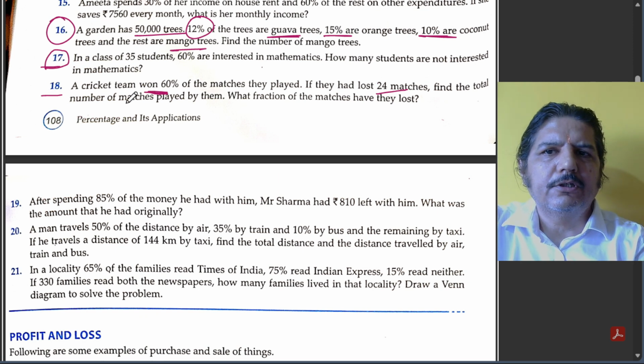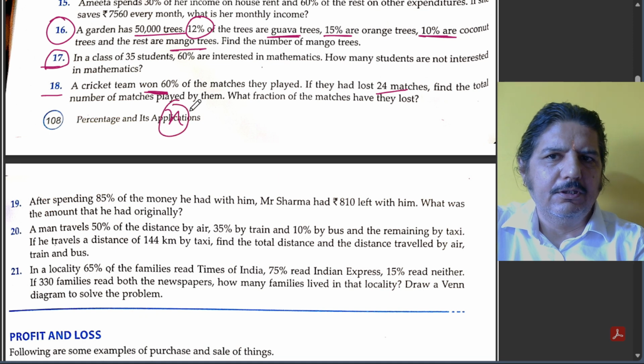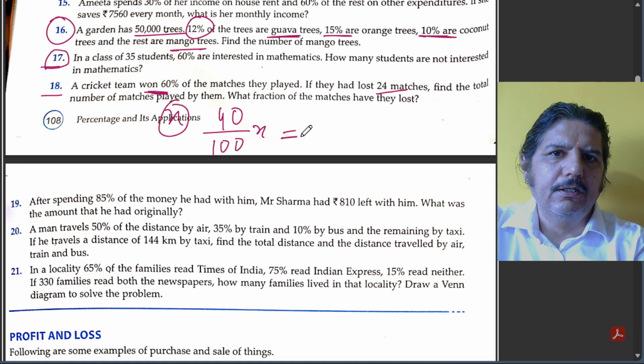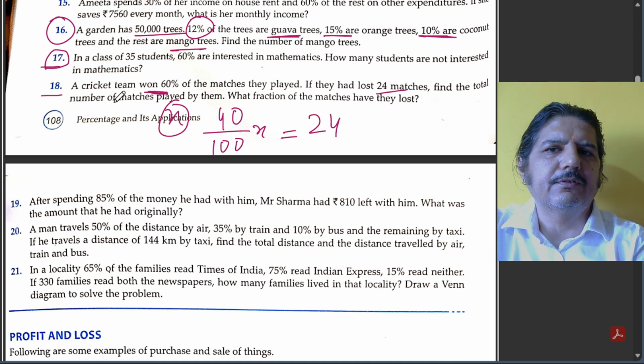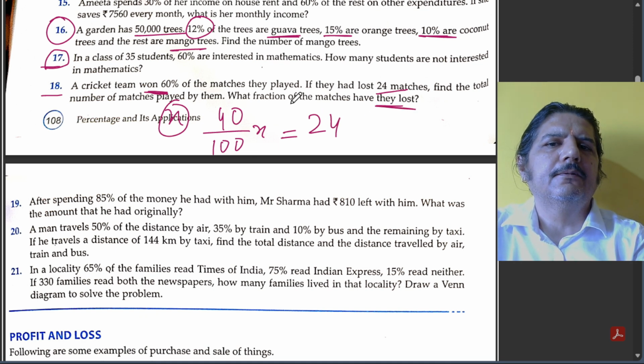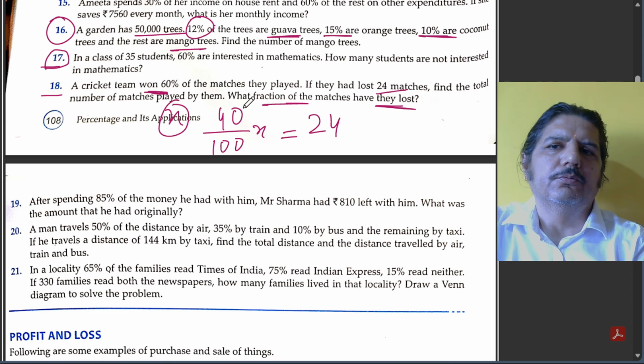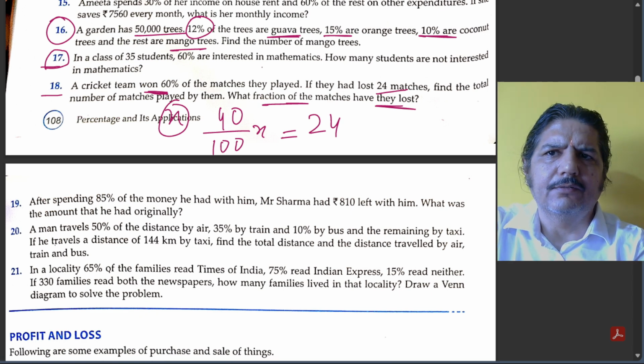So they would have lost 40%. Let us assume that the total number of matches they played was x. So 40% of x is equal to 24. You solve for x, you find the total number of matches they have played, and then you find the fraction lost also. So again, an easy question, not very tough.